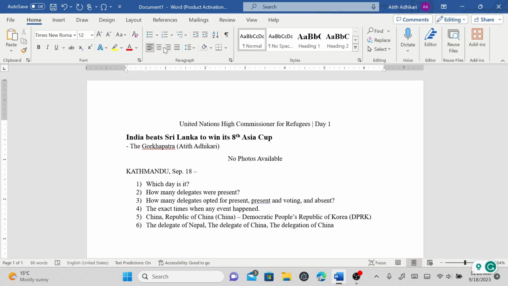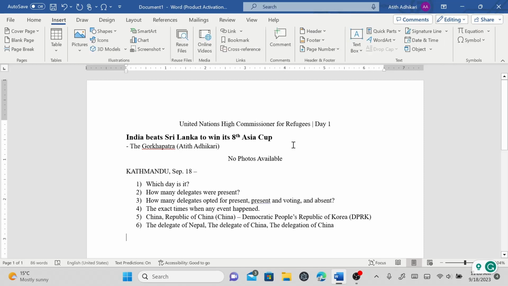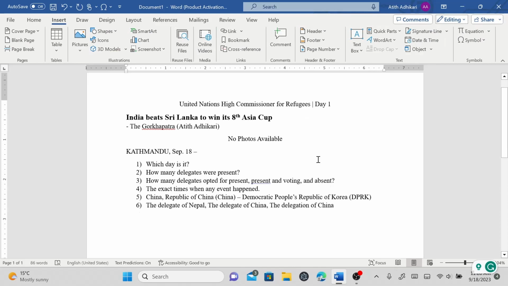The next tip. Now let's go back to the news article form where we're writing "India beats Sri Lanka to win its 8th Asia Cup." So whenever we write a news article or a committee report, we have to be very careful that we answer the 5 WH questions: what, when, who, why, where.